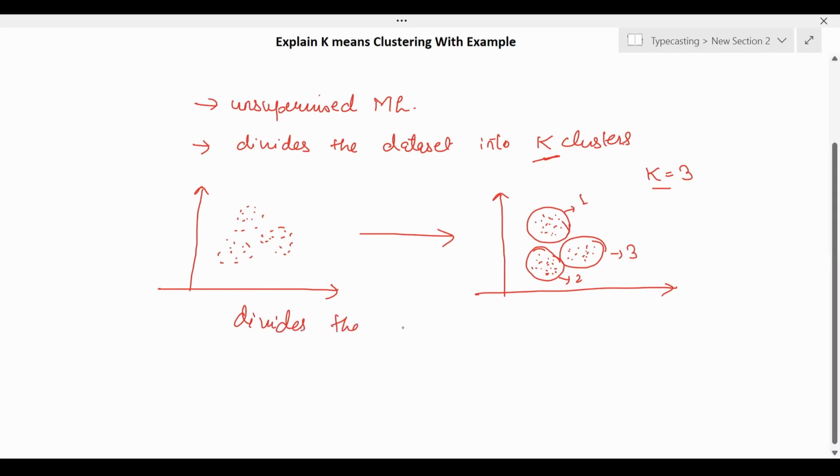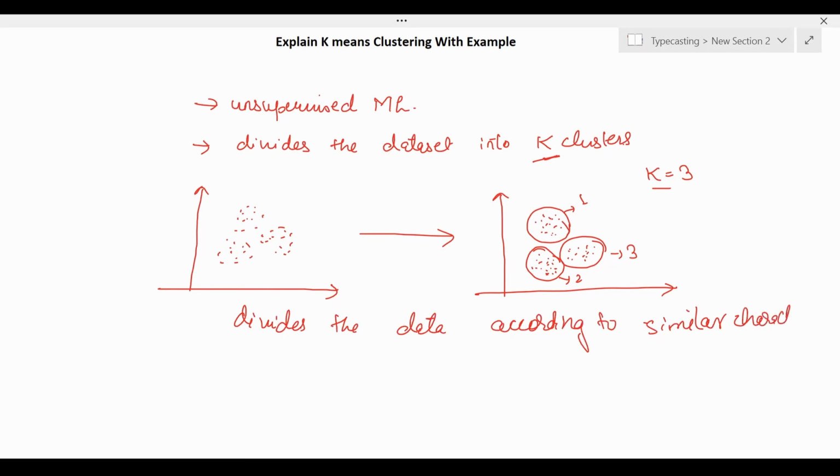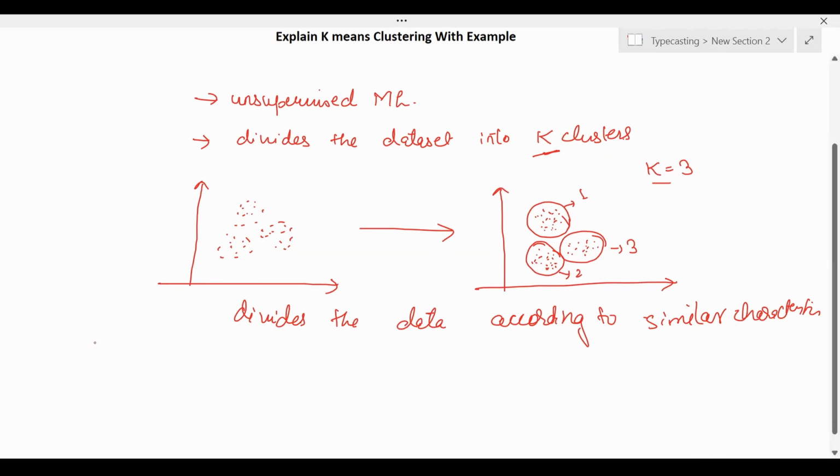So it divides the data according to similar characteristics. The data points that have the same characteristics will be put in a single cluster. So these data points have the same characteristics, these data points have the same characteristics, and these data points have the same characteristics. So let's understand this with a simple example.